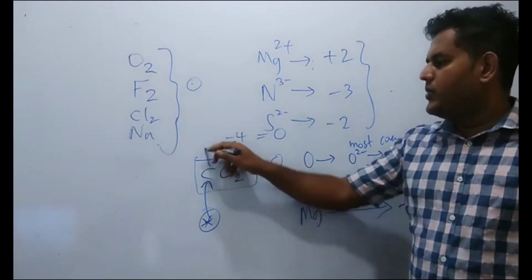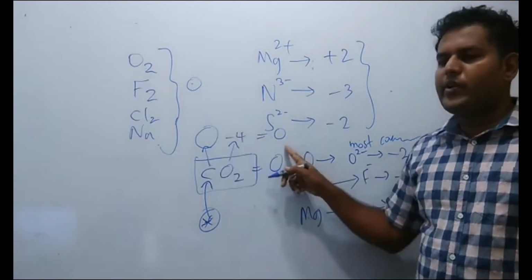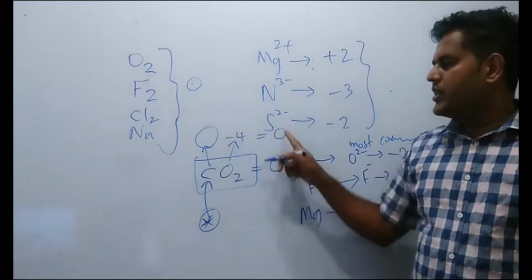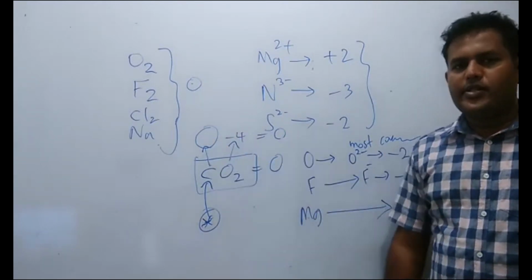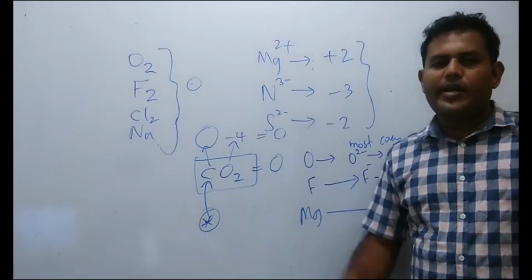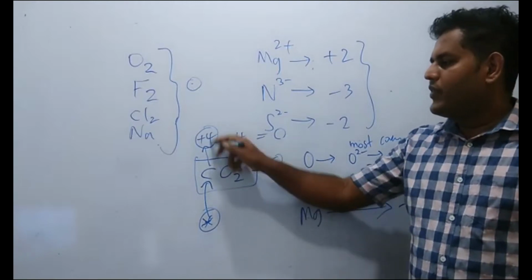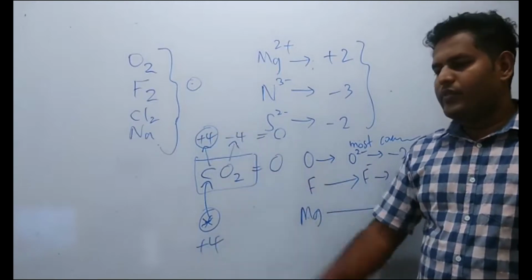Then what should be the oxidation number of carbon? If we add the two values, this should become 0. Already this is minus 4. So carbon must be plus 4 to make the total 0. So the oxidation number of carbon is plus 4.